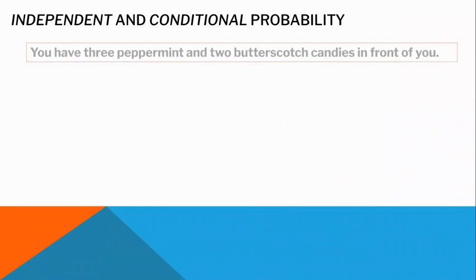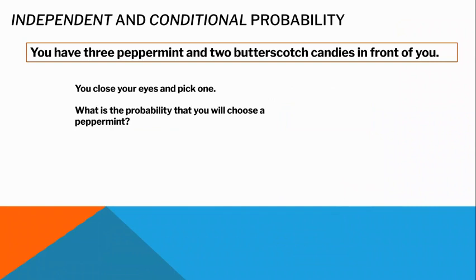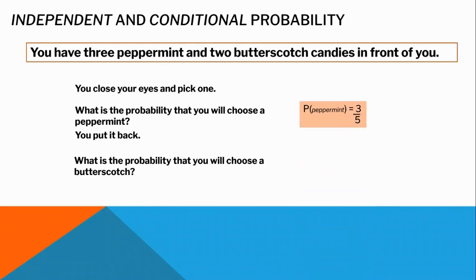Independent and conditional probability. Let's say you have 3 peppermints and 2 butterscotch candies in front of you. Doesn't matter if you like butterscotch, they're there. You close your eyes and you pick one. What's the probability you choose a peppermint? Well, there's 3 peppermints and there's 5 candies, so 3/5. You put it back. What's the probability you choose a butterscotch? Well, there's 2 butterscotch, 5 total, so 2/5.